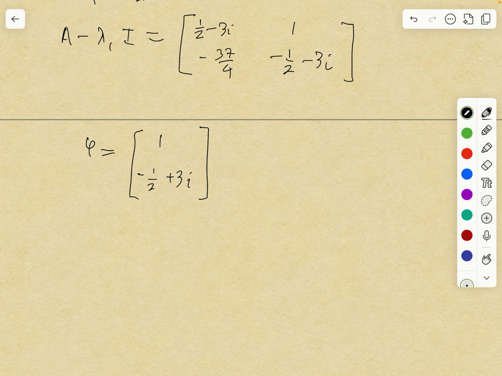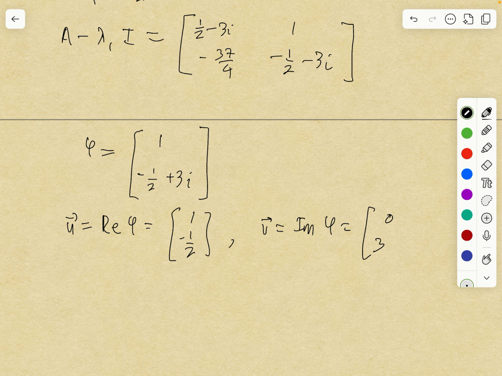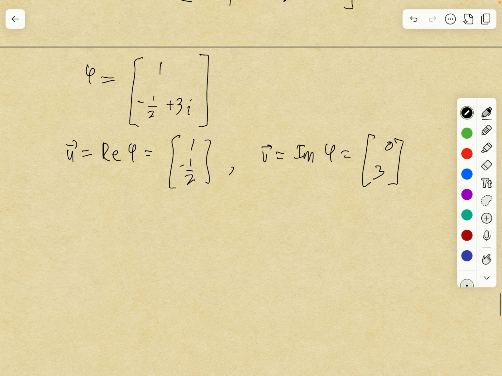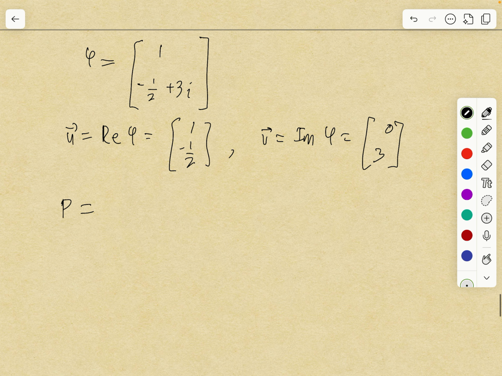Okay, so now we want to calculate the real and imaginary parts. So the real part is going to be u, which is 1, negative 1/2, and then v is going to be the imaginary part, which is 0, 3. So our matrix P is going to be this matrix whose columns are u and v.